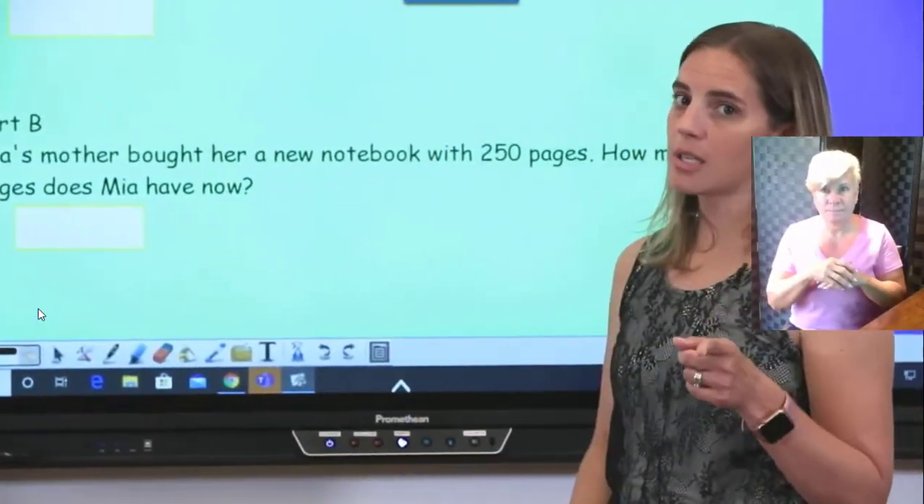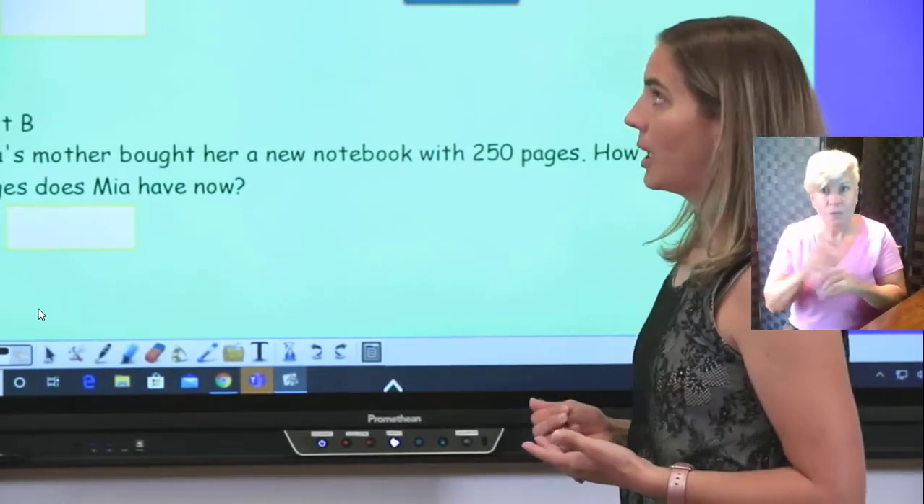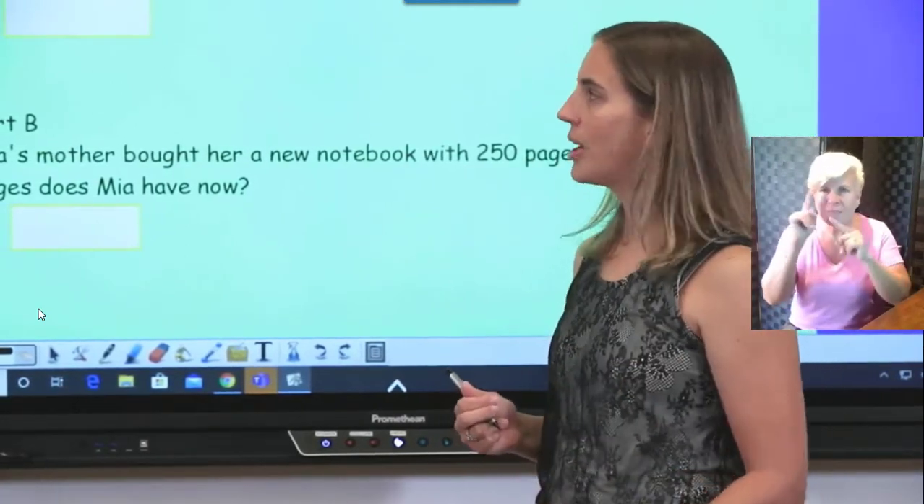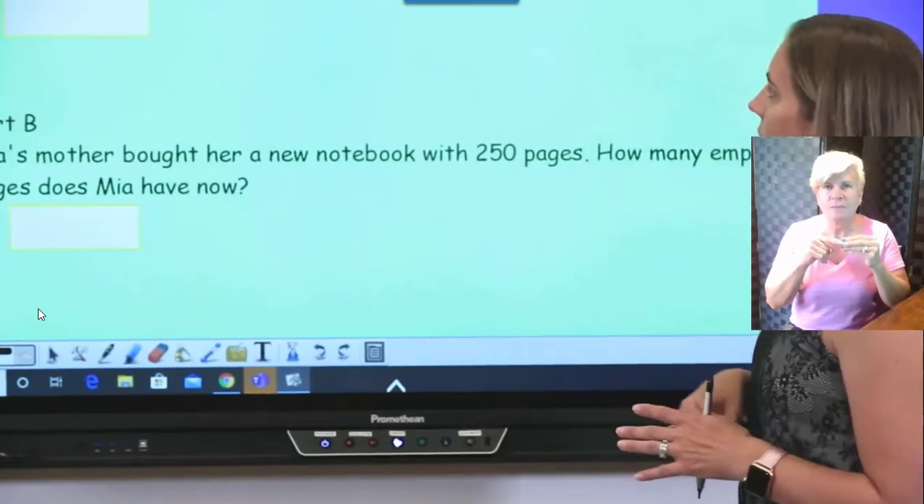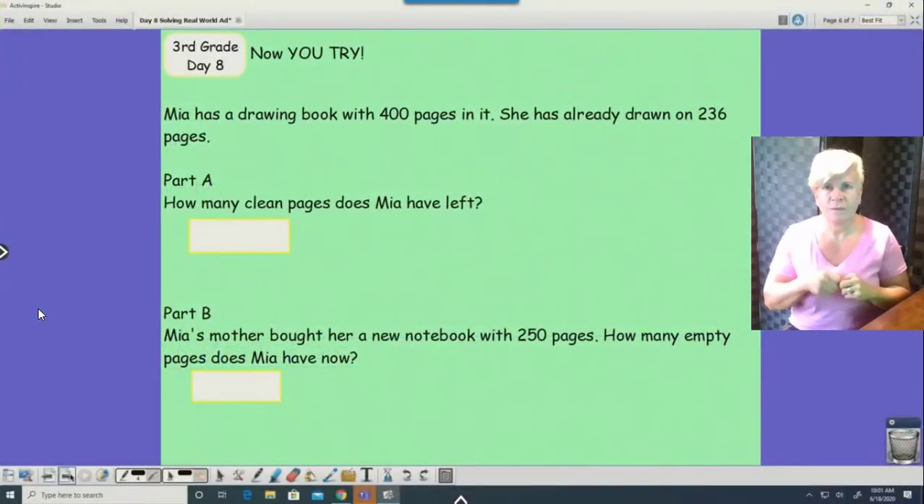All right, I want you to try this one on your own. It's going to take you a bit, but I want you to think about the whole problem. So Mia has a drawing book with 400 pages. She's already drawn in 236 pages. So how many clean pages does Mia have left?